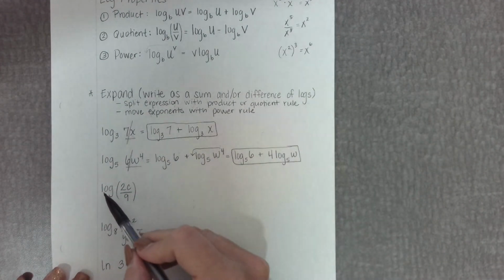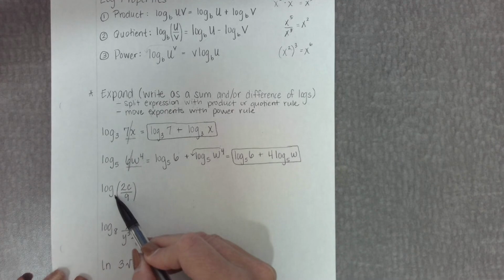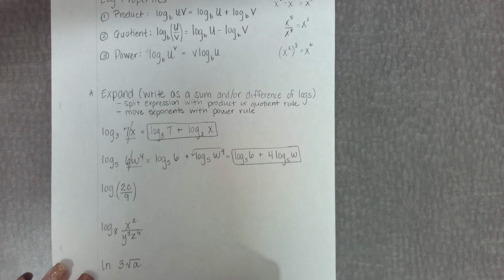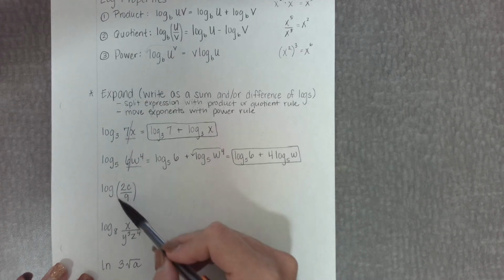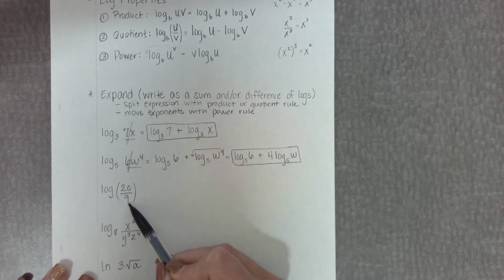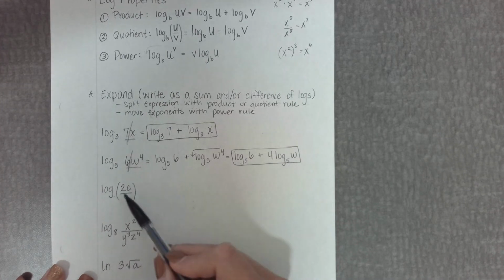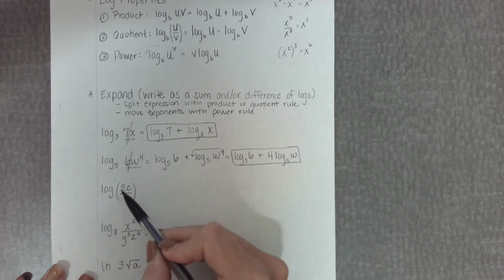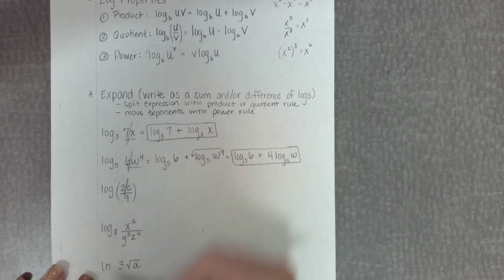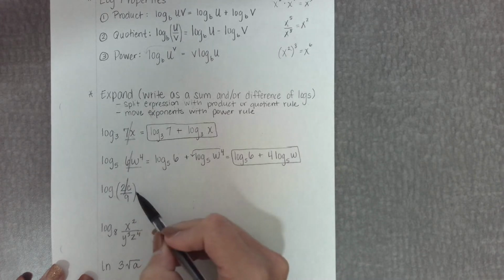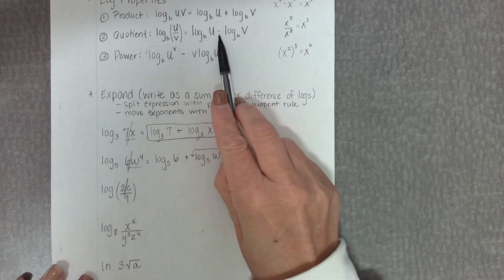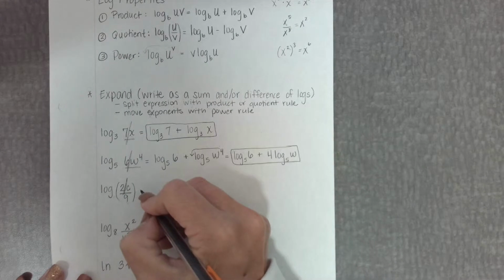Third example, we have log with no base, so that's a common base of 10. Log of 2c over 9. So in this particular problem, our argument is 2c over 9. We have a product and we have a quotient since we're dividing by 9. So when we split this up, we're going to split it into 3 parts. We have 2 times c, so we're going to split that up into addition. But then we're dividing by 9, so that's going to be the quotient rule, and it's going to split into subtraction. So 3 parts here.